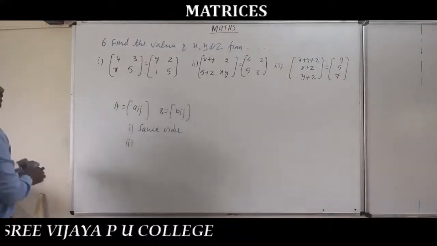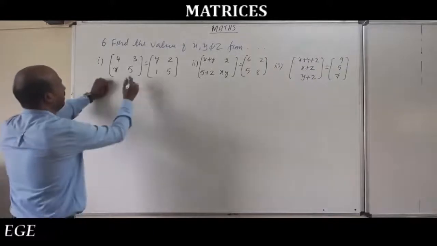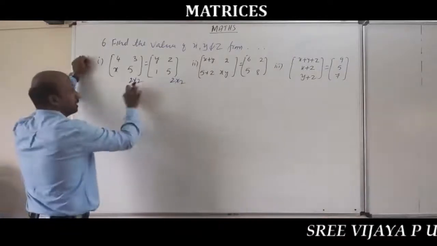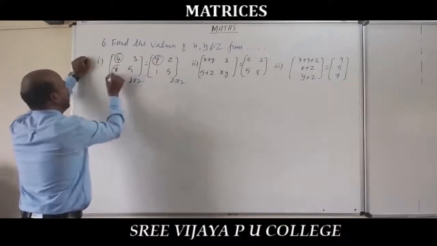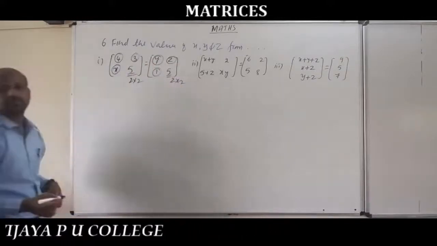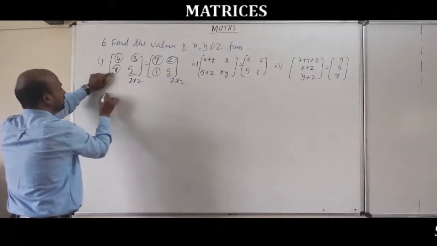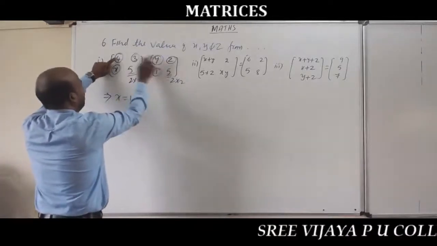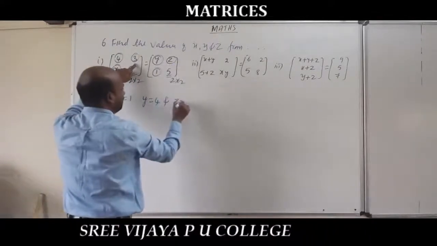Okay, so we have to find the values of x, y and z. So first one is direct, it is a matrix of order 2 by 2, and this is also a matrix of order 2 by 2. Orders are the same. Now the corresponding elements must be the same. So this is y and this is the value of x, and this is the value of z. Second row first element, second row first element, so it implies the value of x is equal to 1. See here, this one here it is y, so the value of y is equal to 4, and the value of z is equal to 3.